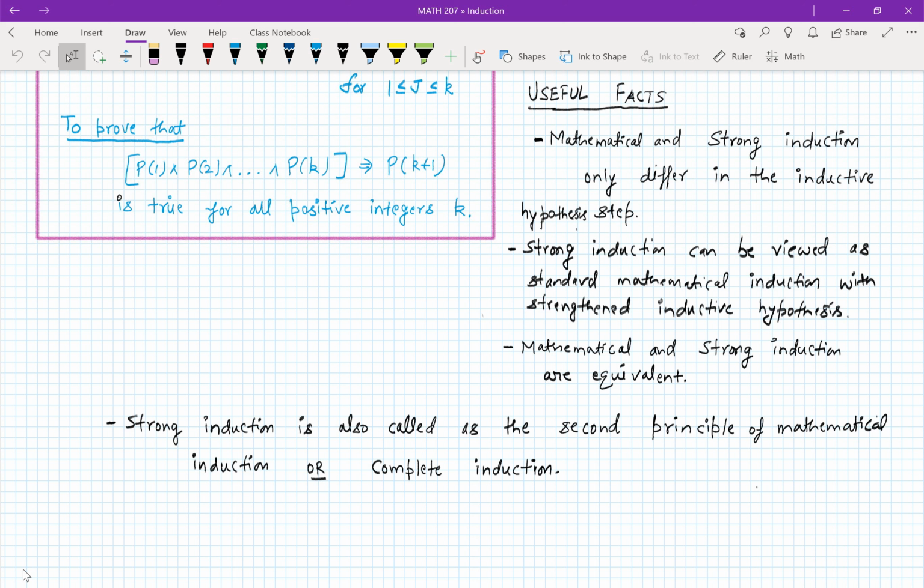Strong induction is preferred over simple mathematical induction because sometimes it's easier to write the proof using the strong induction structure in comparison to simple mathematical induction. In today's lecture, we're going to look at some examples where we apply both techniques in writing the proof of that statement, so that you can clearly see the difference between both techniques.